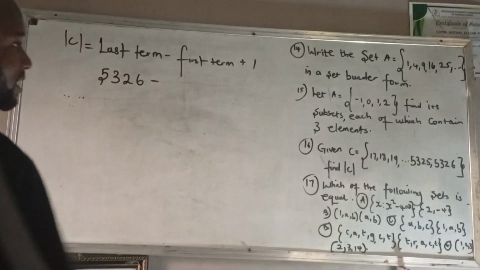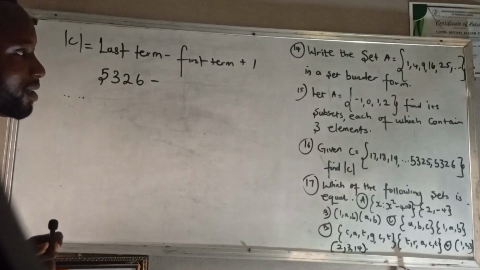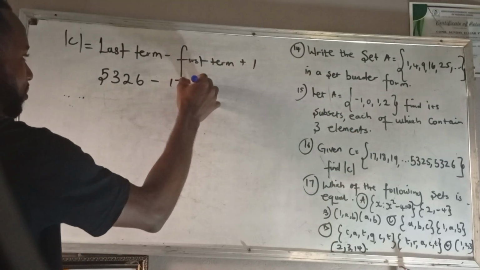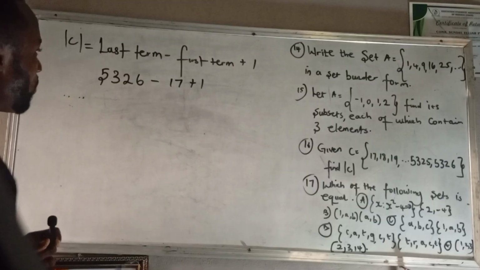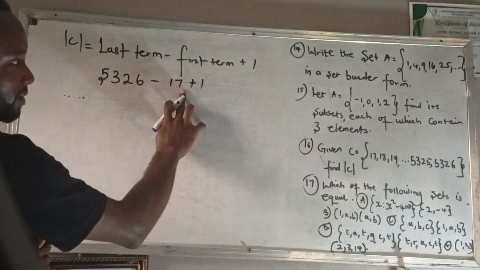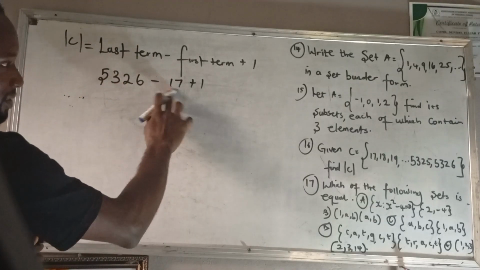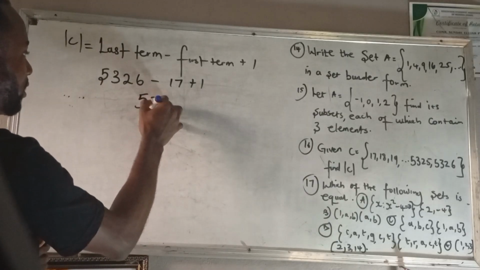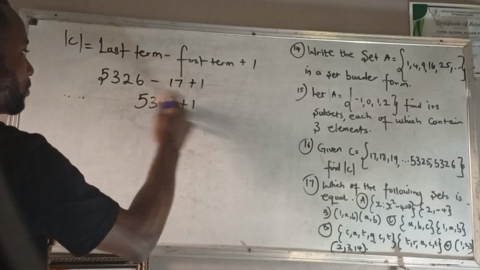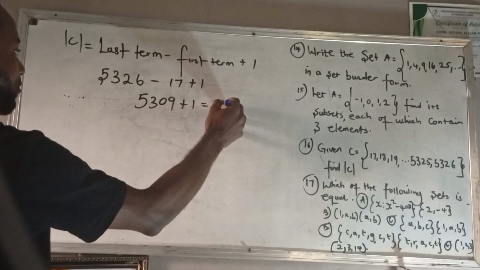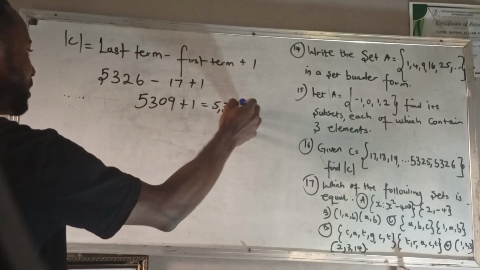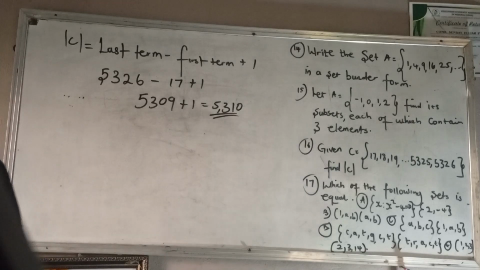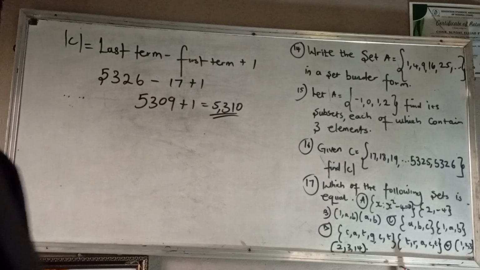We check the set given. The last digit there is 5326, then my first digit there is 17, plus 1. So when you solve this, 5326 minus 17, you have 5309, plus 1, you have 5,310, and you choose your correct option there. Very simple. Last term minus first term plus 1, you have your final solution.